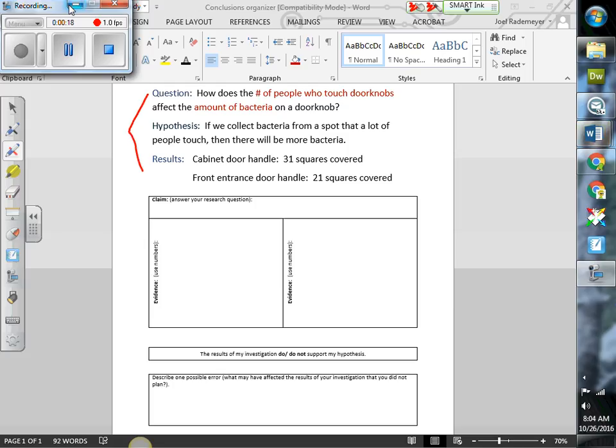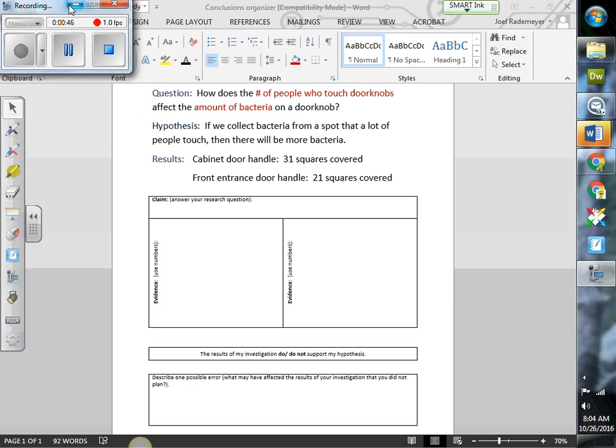Their research question was, how does the number of people who touch a doorknob affect the amount of bacteria on the doorknob? And they collected from two spots. The cabinet door was the spot that they thought very few people touched, and the front entrance door handle was a place that a lot of people touched. Their hypothesis was, if we collect bacteria from a spot that a lot of people touch, then there will be more bacteria. All right, and what they found was kind of the opposite.